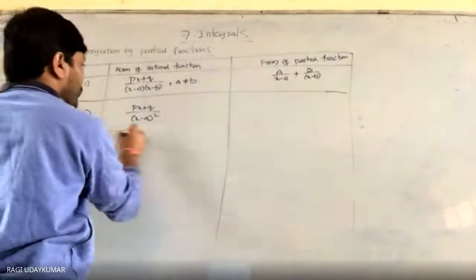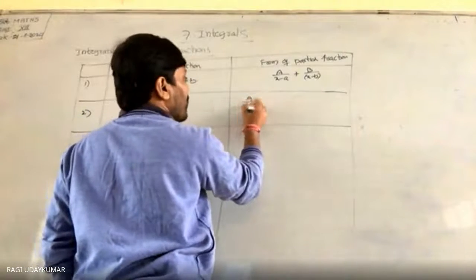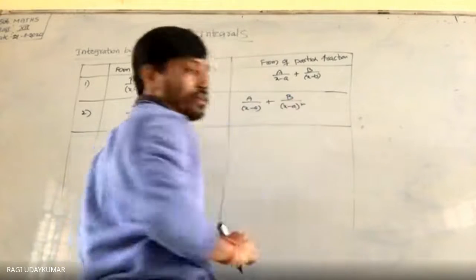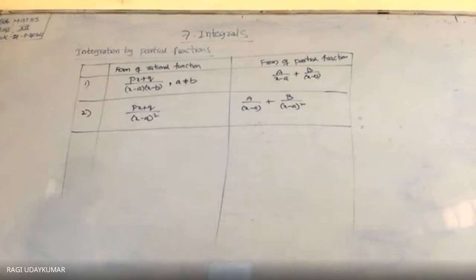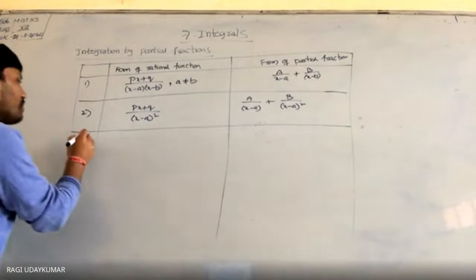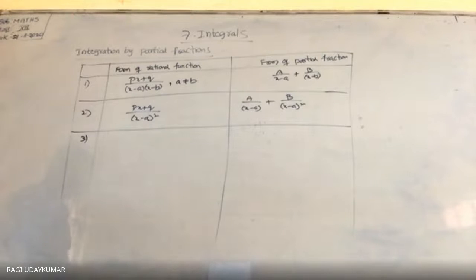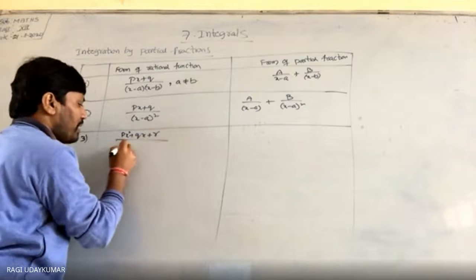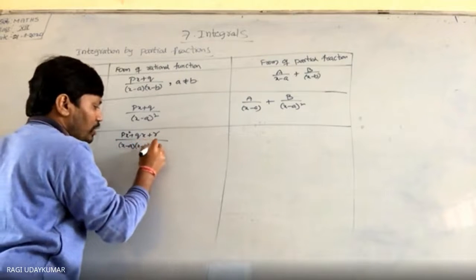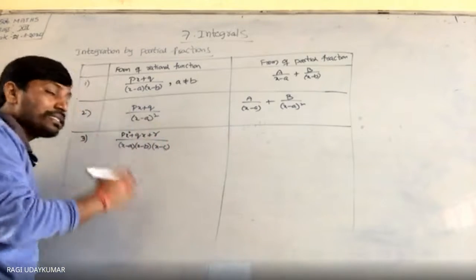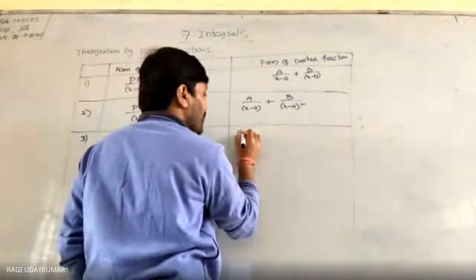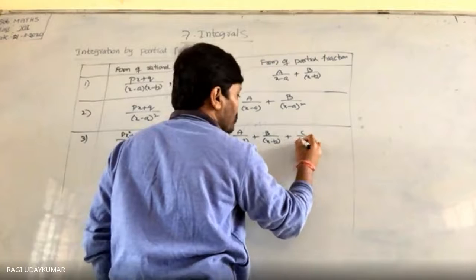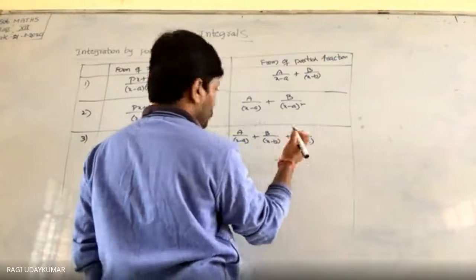Okay, so if you are taking this one, how do we split it? A by x minus a plus b by (x minus a) whole square. Like this, we have to split. That is partial fraction. The third form is where the numerator has a quadratic and the denominator is (px square plus qx plus r) divided by (x minus a) into (x minus b) into (x minus c). This can be split into the form a by x minus a plus b by x minus b plus c by x minus c.